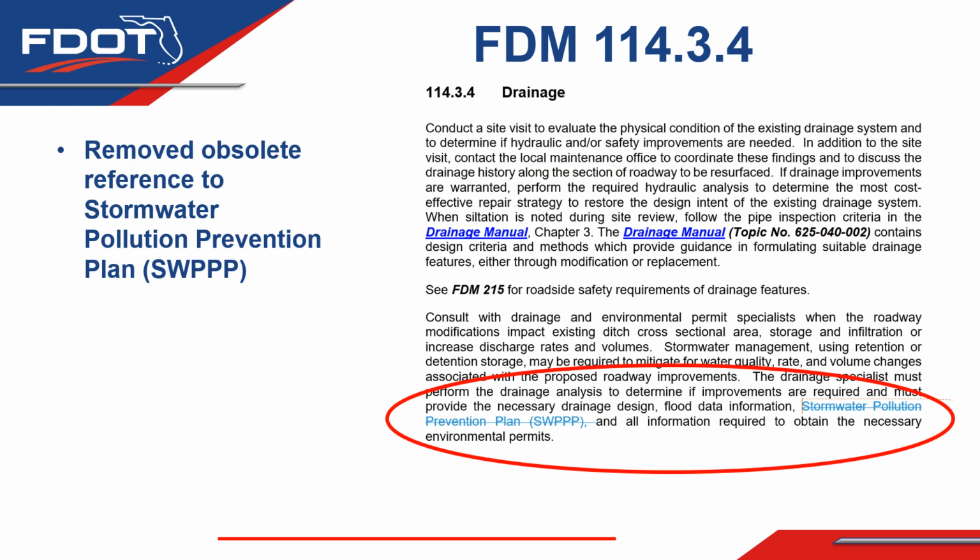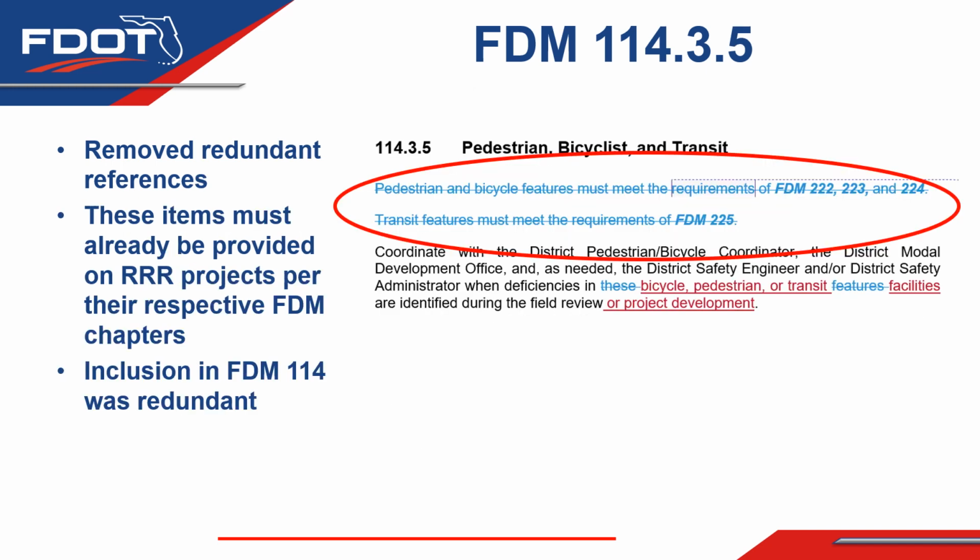The rest of the changes to the chapter are a lot of housekeeping for the most part. We removed a reference here to the Stormwater Pollution Prevention Plan, which is now covered differently, and so that terminology no longer is relevant, and so that's been removed in section 114.3. And in 114.3.5, we removed, again, these redundant references telling you that you have got to go and do bicycle pedestrian features. That's already understood in the FDM. We don't need to say that again.